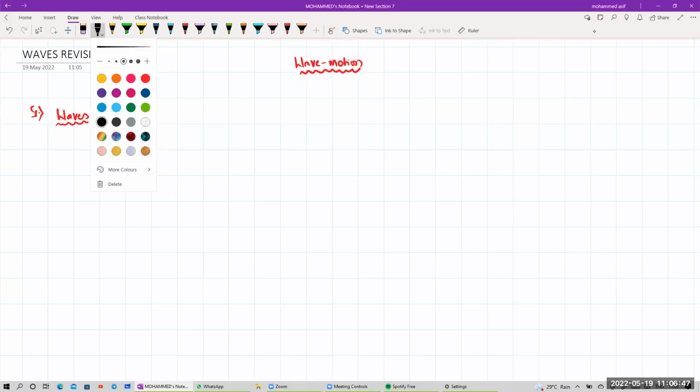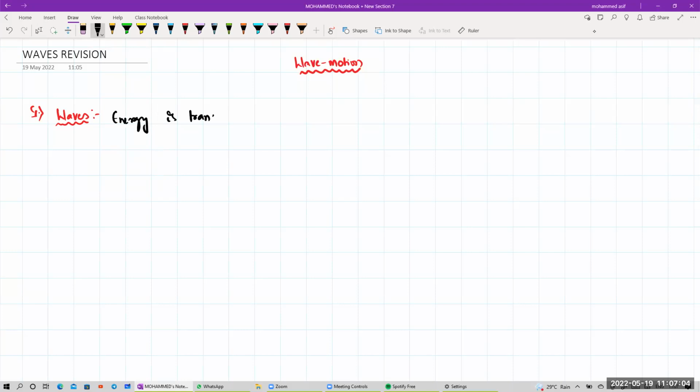So how do you define a wave, beta? A wave is nothing but a sort of disturbance, or I can say an energy which has been transmitted from one point to another point. Energy is transmitted from one point to another. And this is also called as a wave, the one which is traveling the energy.